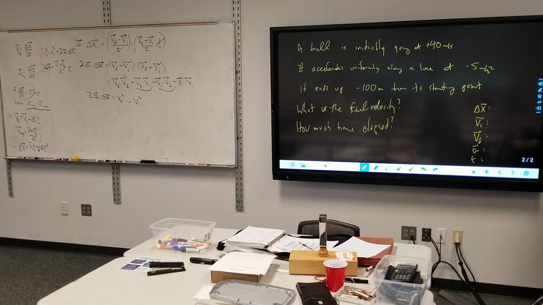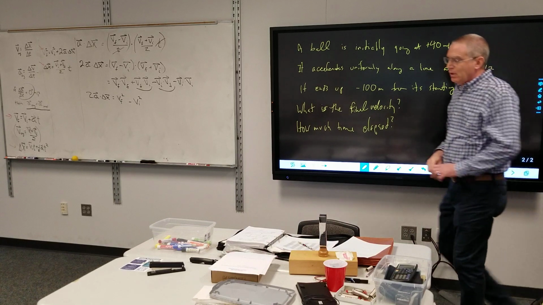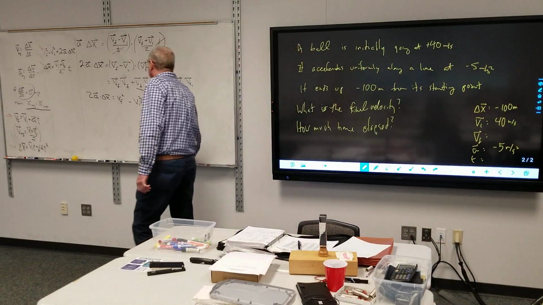Our initial velocity is 40 meters per second. Our acceleration is negative 5 meters per second squared. We need to know one more thing. Would that be displacement, negative 100? Absolutely. I know 3 things. So, coming over here, looking at our equations.